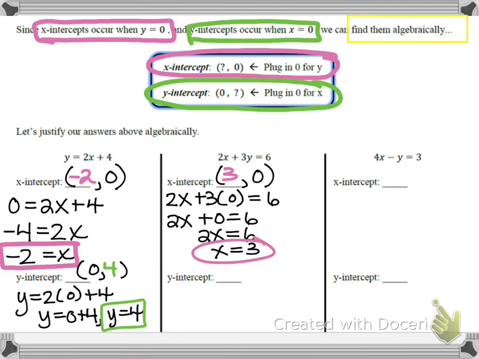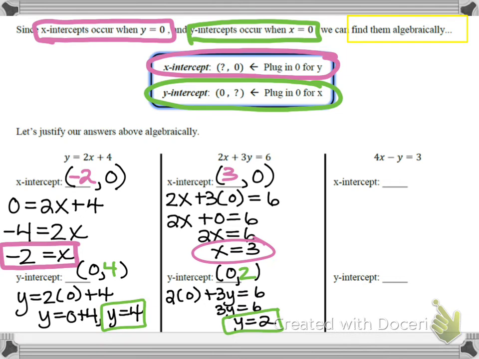All right, for the Y-intercept, we know x is 0 in my ordered pair. So in my equation, I will replace x with 0. So I get 2 times 0 plus 3y equals 6. Since 2 times 0 is just 0, all I have is 3y equals 6, which means y equals 2. So I verify my ordered pair is 0, 2.